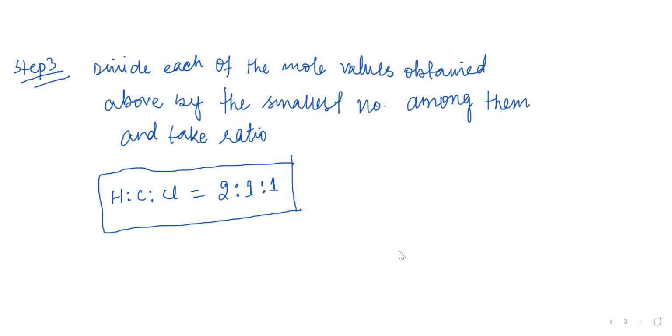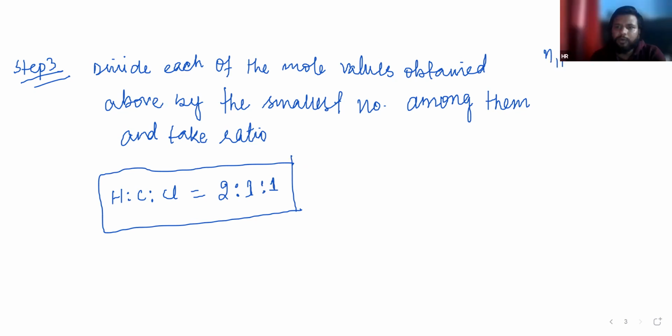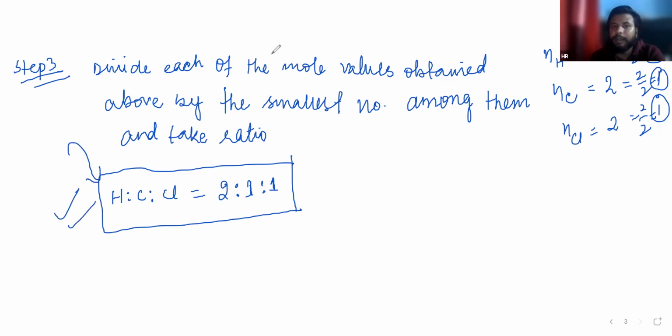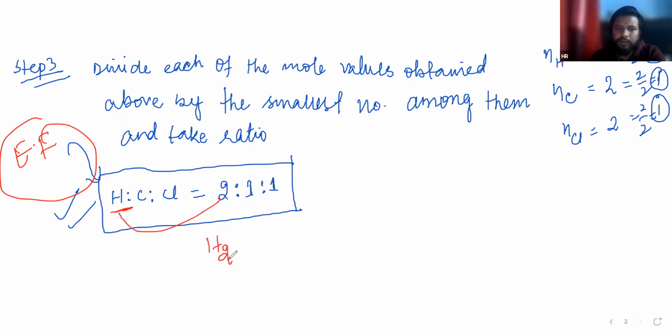You can easily see this is the empirical formula, right? Number of moles of hydrogen is 4, carbon is 2, chlorine is 2, and you just divide: 4 by 2 is 2, 2 by 2 is 1, and 2 by 2 is 1. You just take the ratio, and this ratio is the empirical formula. You can see how many hydrogen are present, 2, so you can write H2, and one carbon, C, and one chlorine, Cl.